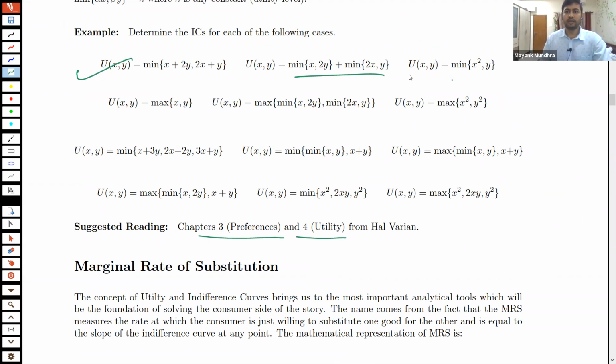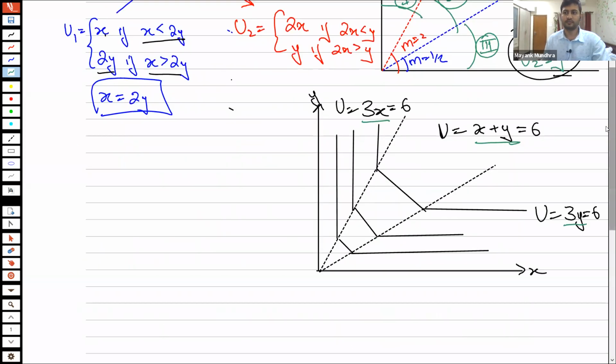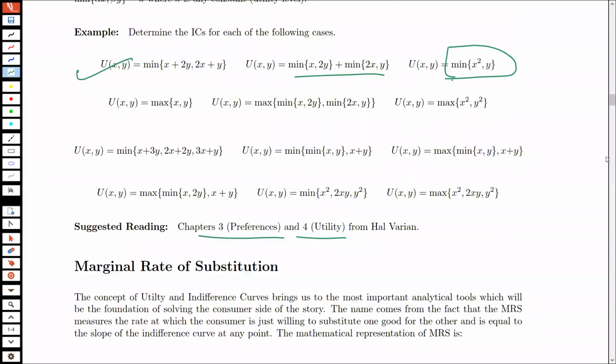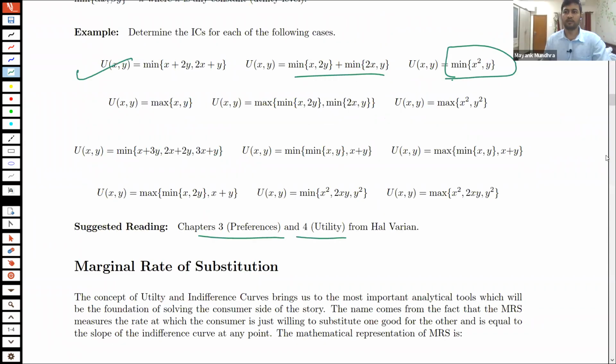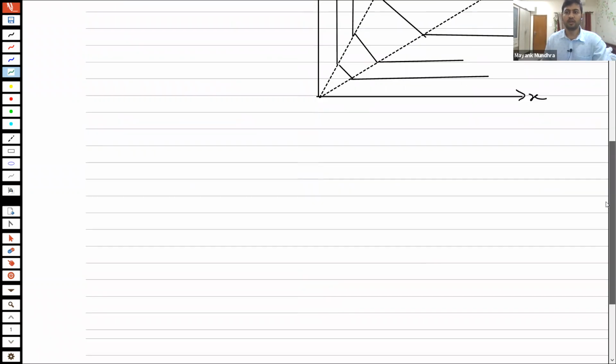All right. Next is u is min of x square comma y. Can anybody tell me what this graph would look like? If anybody has drawn it, can anybody tell me what it would look like? So it will be L shape and it will pass through the y is equal to root x line. Very good.